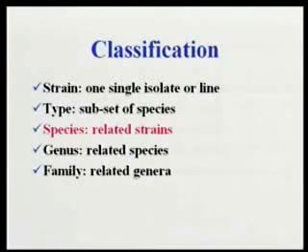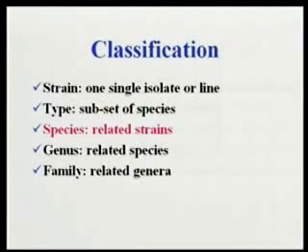The bottom line is that it's going from the smallest to the largest grouping. That would be the individual member of a species, a single isolate or line. The type would be a group of strains. Very vague terms, purposely so. A species would be a group of genetically related strains.